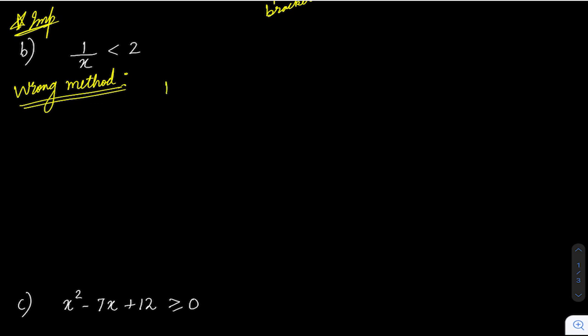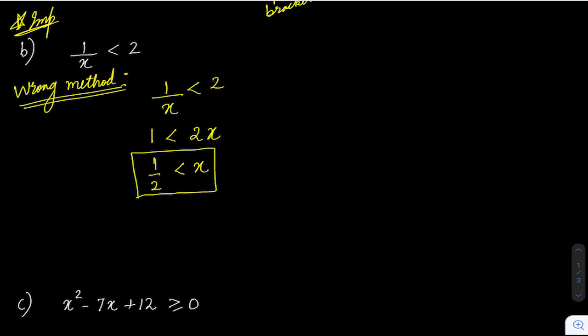They cross multiply here. So it will be 1 less than 2x and it will be 1 by 2 less than x. They will solve it like this. So I'm getting x is greater than 1 by 2, which is completely wrong. I want you to pause the video and think for a minute, why is this wrong? And how can we improve this?